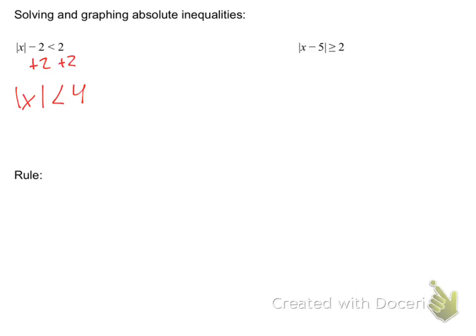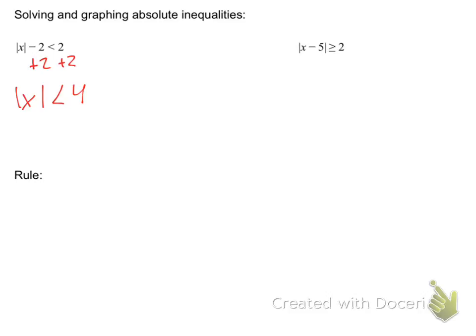But can't that be 3.5? Can it be 3.99? Can it be 3.999999? Yes. So it's not just from negative 3 to 3, it's from negative 4 to 4, but does it include the ends? No. So let's think of it the other way.